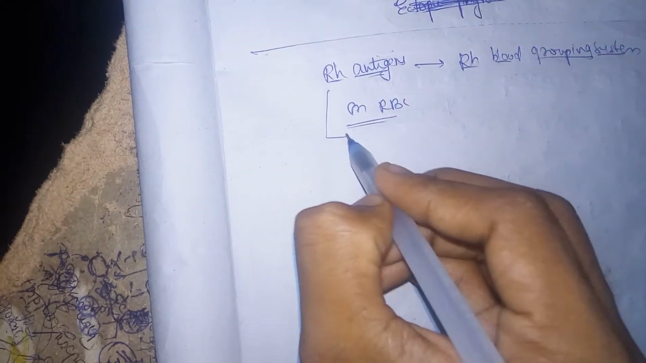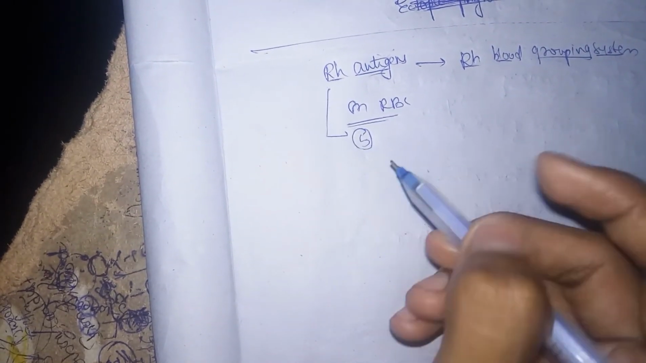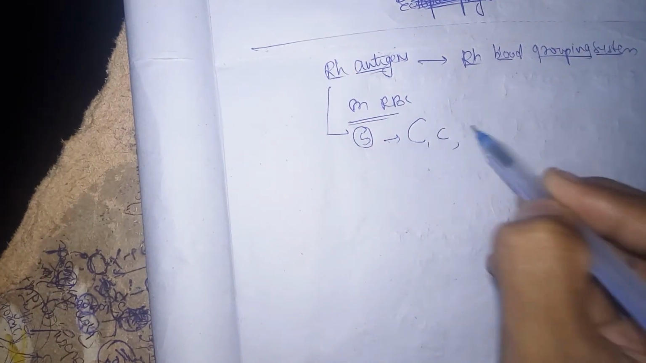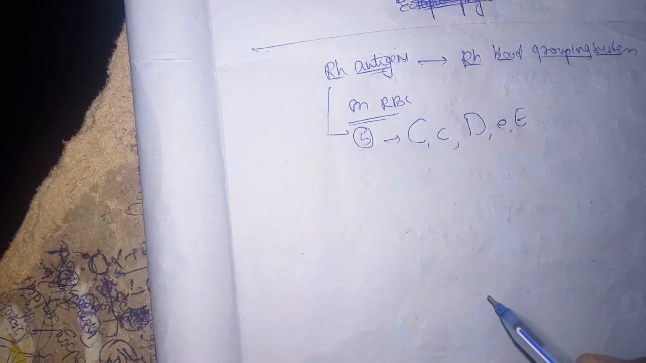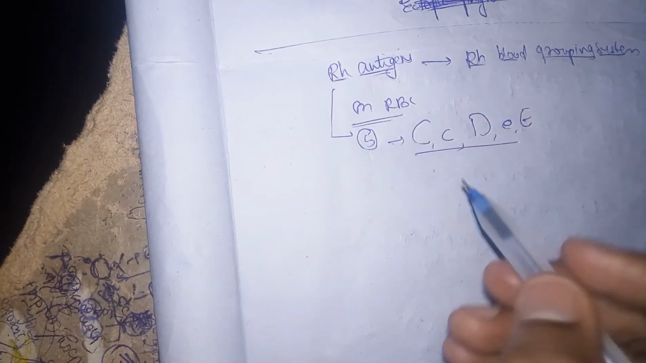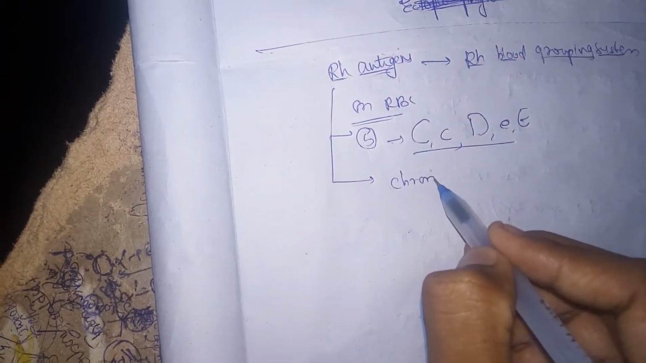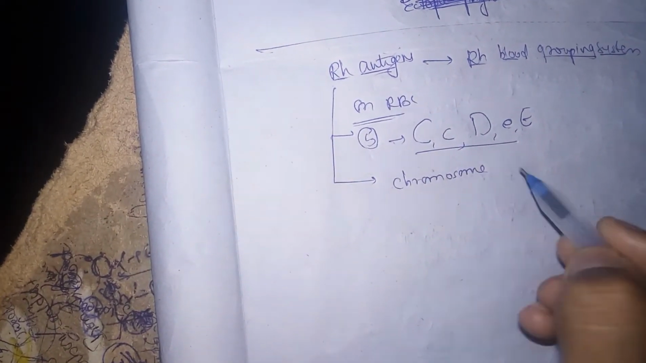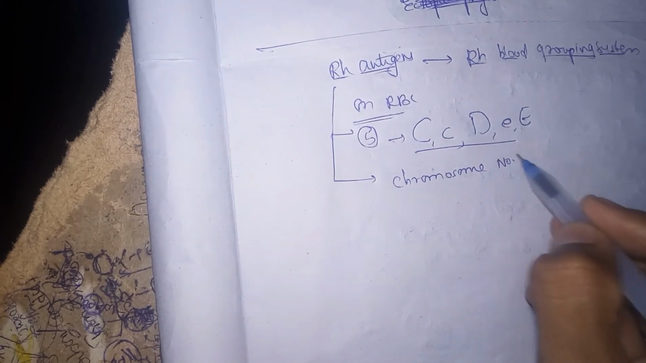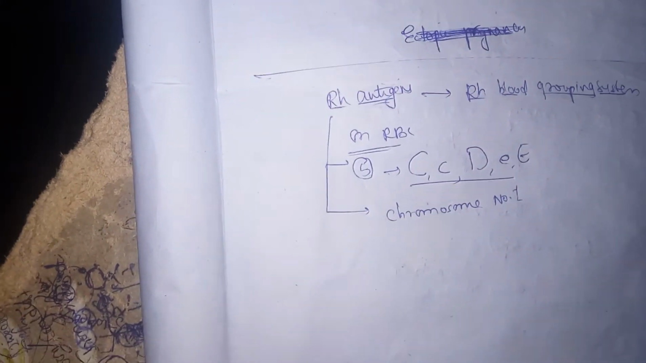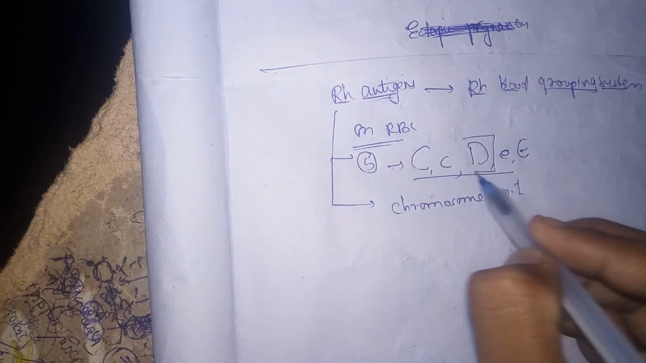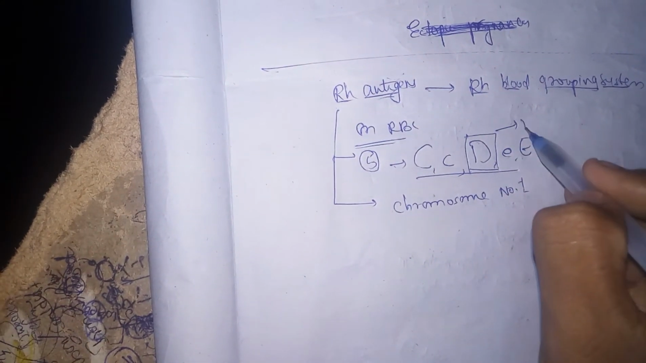We have mainly 5 types of Rh antigens. They are capital C, small c, capital D, small e, and capital E. These are the 5 Rh antigens. These antigens are present on chromosome number 1.